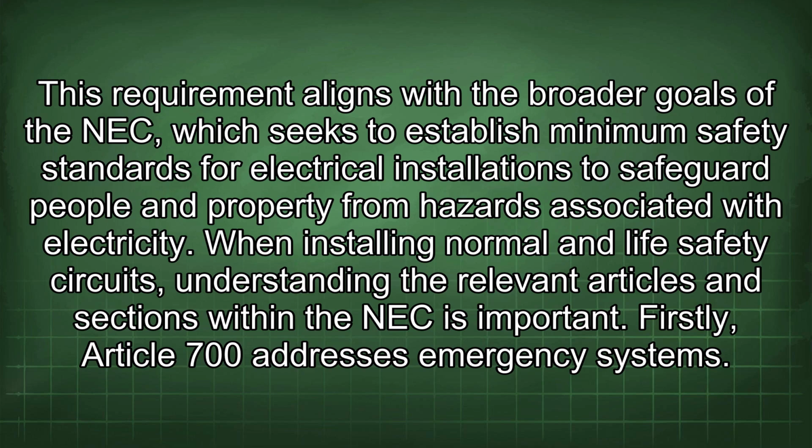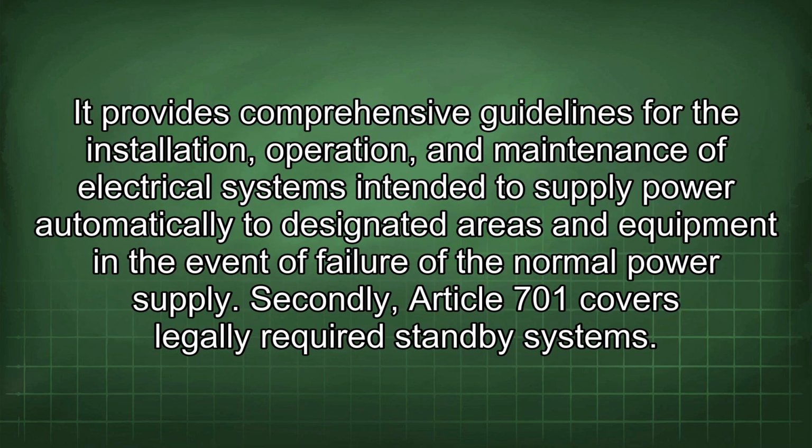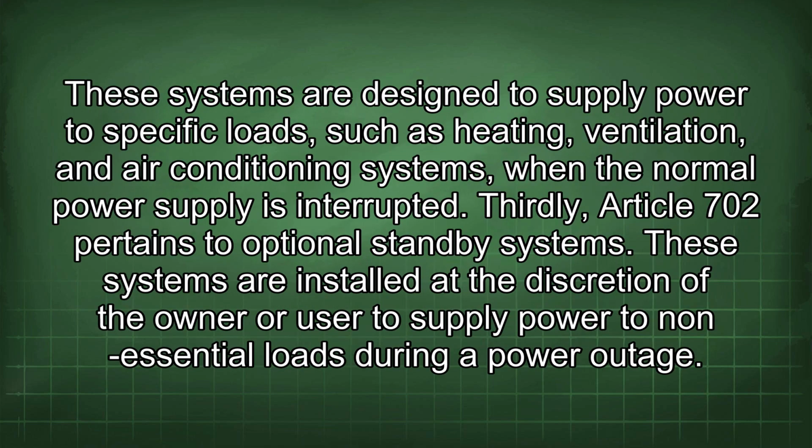When installing normal and life safety circuits, understanding the relevant articles and sections within the NEC is important. Firstly, Article 700 addresses emergency systems. It provides comprehensive guidelines for the installation, operation, and maintenance of electrical systems intended to supply power automatically to designated areas and equipment in the event of failure of the normal power supply. Secondly, Article 701 covers legally required standby systems. These systems are designed to supply power to specific loads, such as heating, ventilation, and air conditioning systems, when the normal power supply is interrupted.